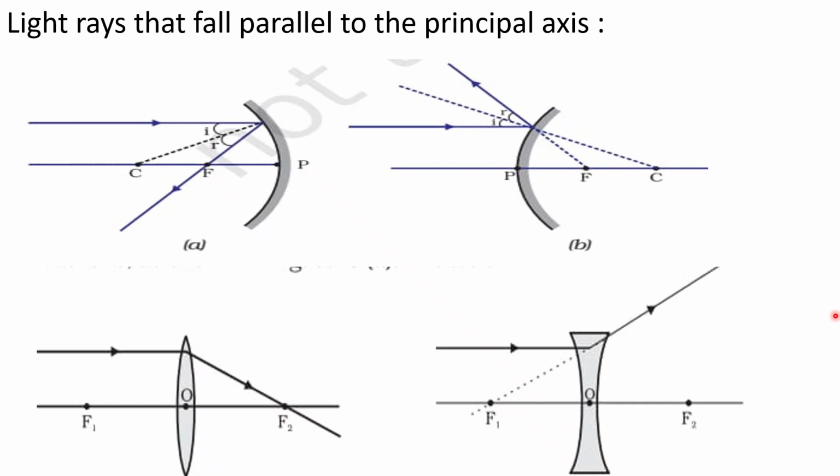So be it the concave mirror or convex mirror or convex lens or a concave lens, the light ray that falls parallel to the principal axis, after reflection or refraction, will be passing through the focus. So any ray parallel to the principal axis in all these cases will be passing through the focus.